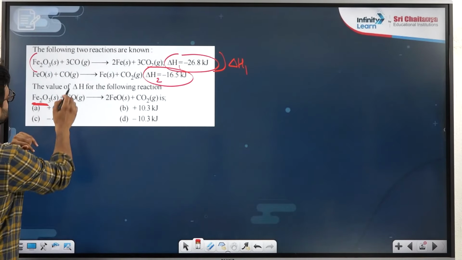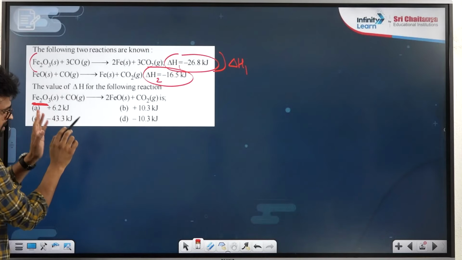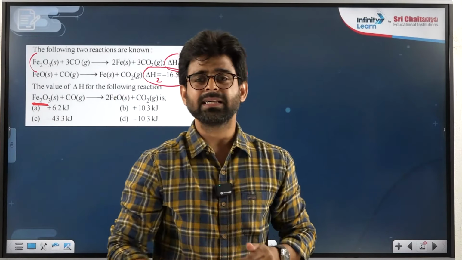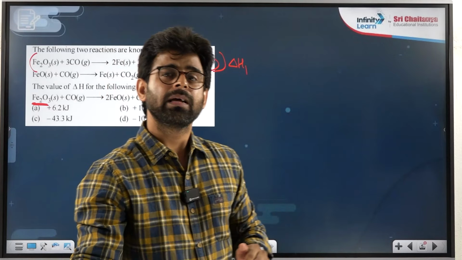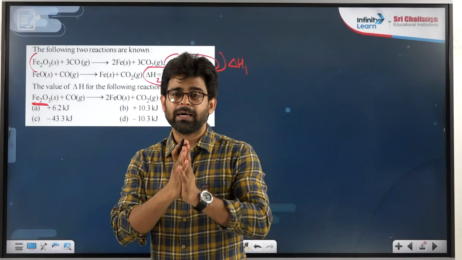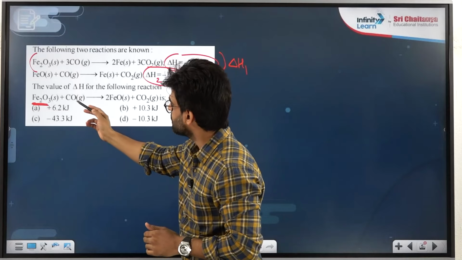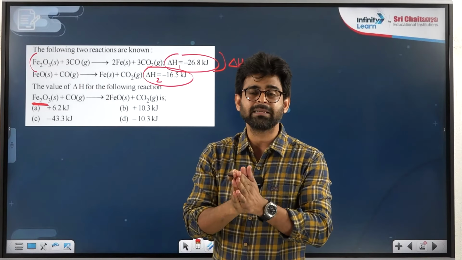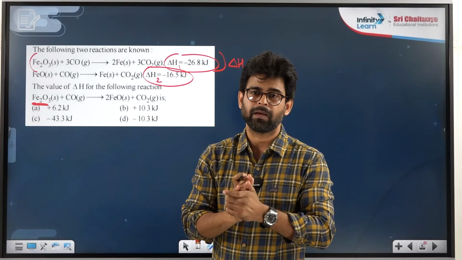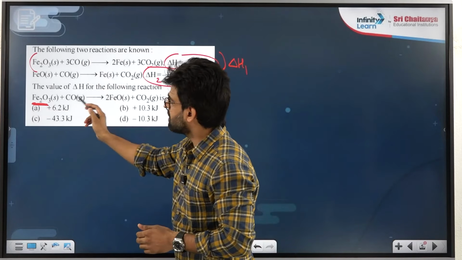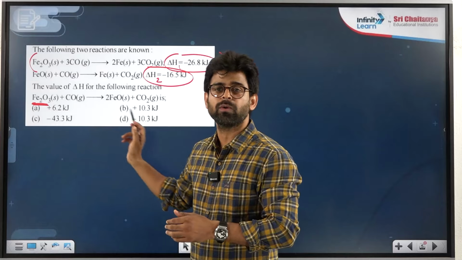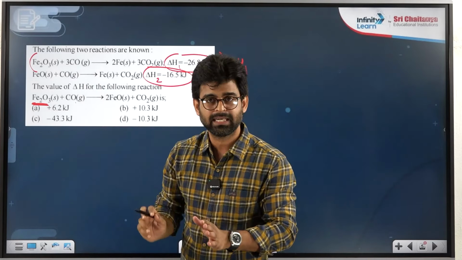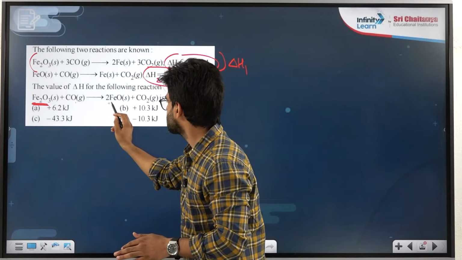Now I need CO. Now a very important point. I need CO, but CO is present in both the equations. So I will leave this CO and move forward. If any component is present in 2-3 reactions, leave that and move to the next one. Next, beta, which one?